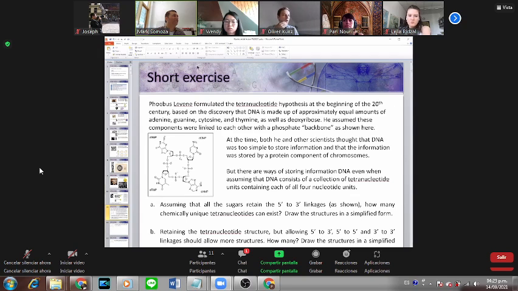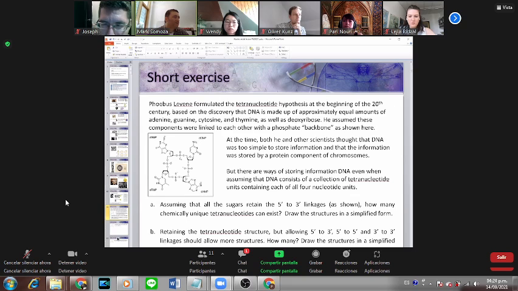So the idea here, I can sort of introduce this. You can see it, right? Phoebus Levene formulated this tetranucleotide hypothesis, and it's not that far from being correct, right? This looks a lot like DNA. You have the sugars, the nucleobases, the phosphate backbones. But if you write down the structure, it doesn't look like you'd store information with this tetranucleotide. But you can, in fact, store information in the tetranucleotide.